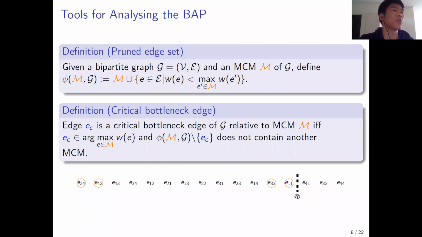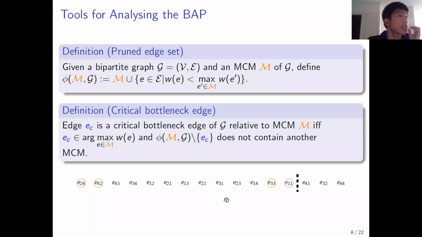I'll try and explain that with the help of this visual aid down here. If I have all my edges in this set E of my graph, arranged from smallest edge on the left to largest edge on the right, so in ascending order, the pruned edge set is everything to the left of this dashed black line, because the pruned edge set is the union of M, which I've circled here. So this is a 4-agent, 4-task case, so the MCMs all have size 4. I've circled 4 edges in my MCM. It's the union of these 4 edges with all the edges having weights strictly smaller than E11, which is in blue, right? And so all the edges to the left over here are in the pruned edge set.